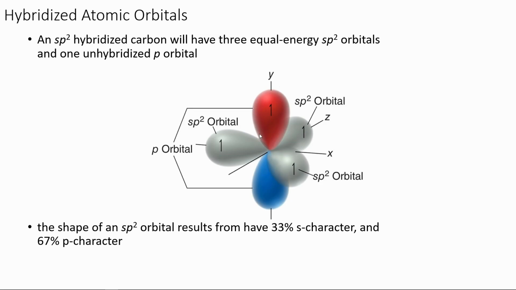Here we have a 3-dimensional figure that displays what these orbitals will look like. In the center we have a carbon atom, and in gray we have all 3 of our sp2 orbitals. In red and blue here, we have the 2 lobes of the p orbital. So you can see the shape of these sp2 orbitals is a little bit different than the sp3 orbitals. The sp2 orbitals shape results from having 33% s character to 67% p character, having a 1 to 2 relationship between the number of s orbitals and the number of p orbitals.